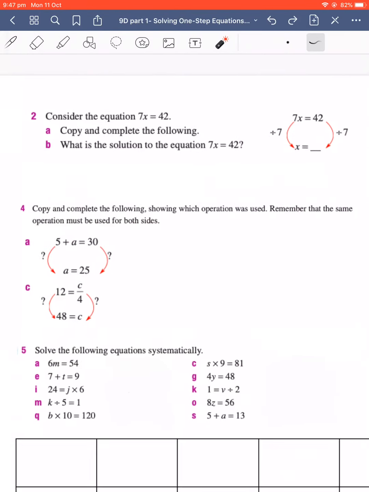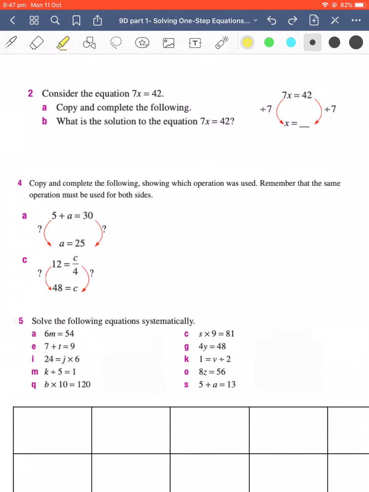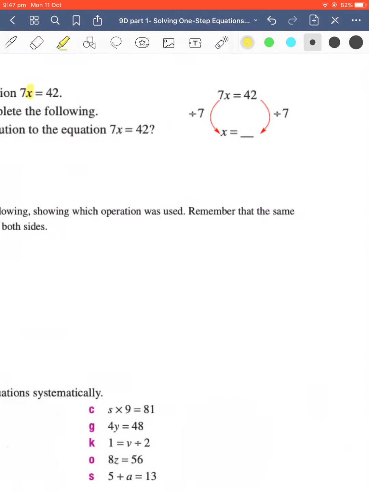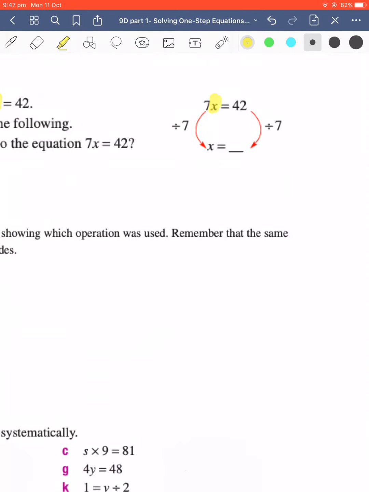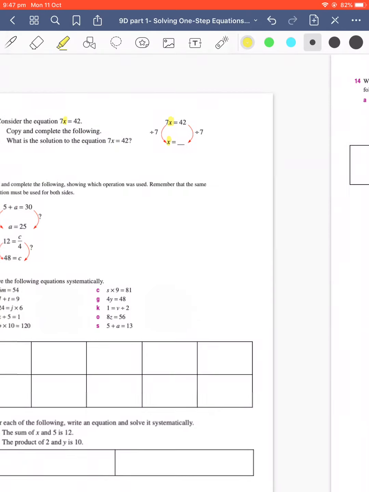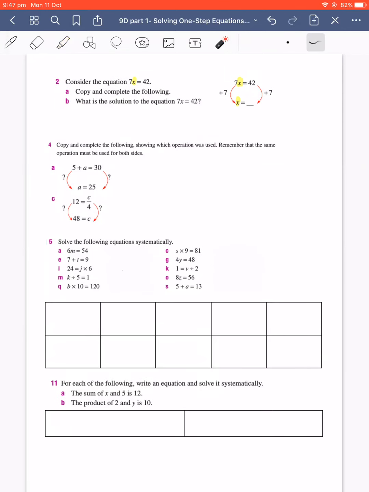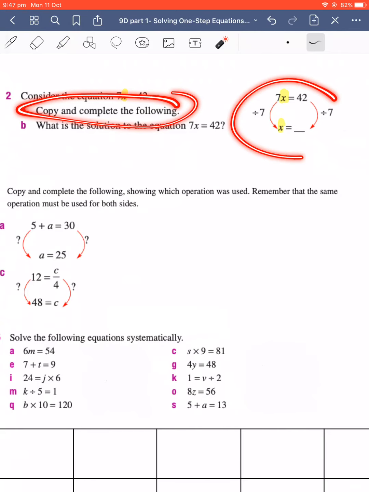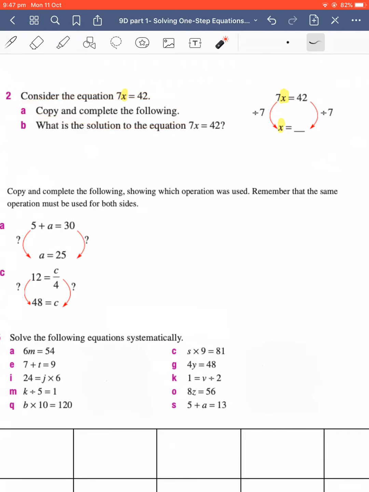So first question that we have here, we have an equation, and with all equations, as I've done in all previous videos, I'm going to highlight the pronumeral. Okay, so when we are solving an equation, we want to get the pronumeral just by itself. So let's have a look at this particular question. We're going to copy and complete the following. So we've got this. Now let's walk you through.